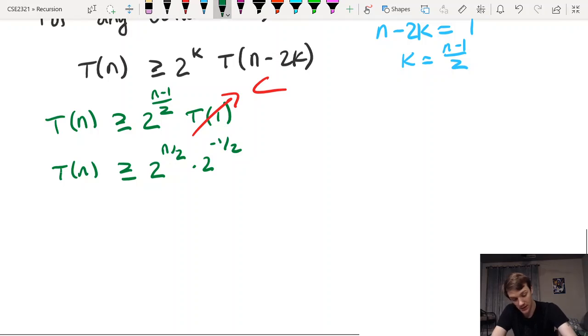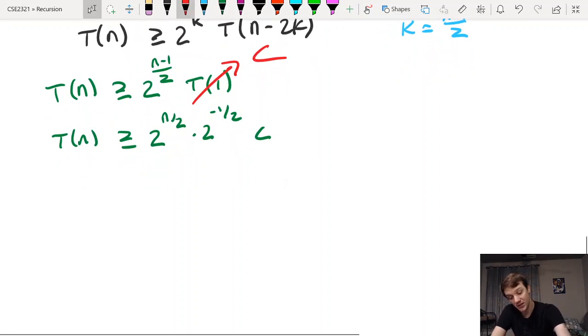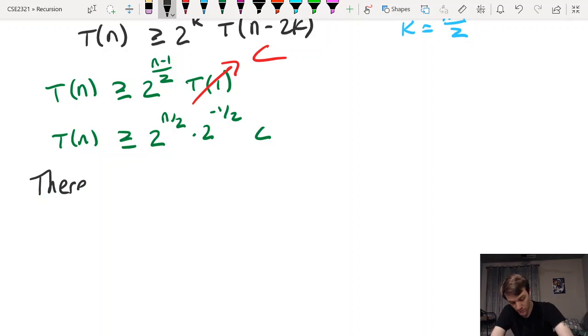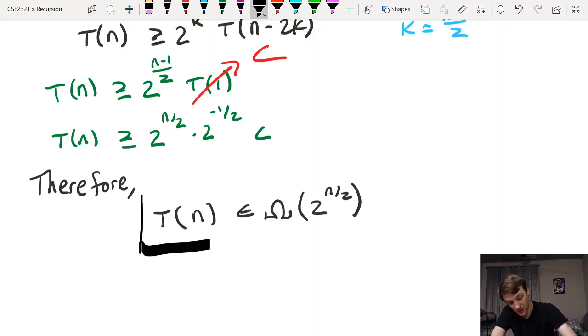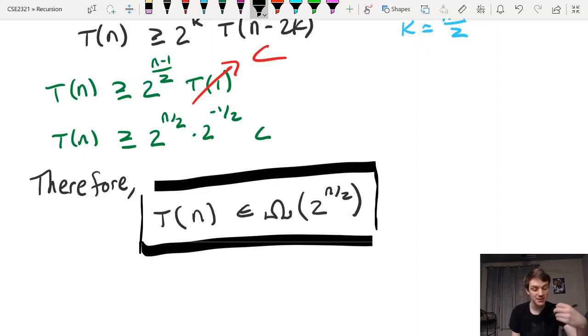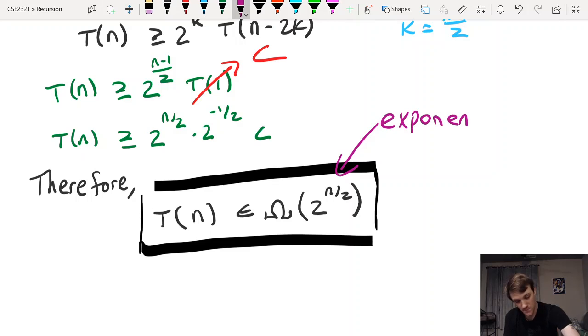Let's clean that up a little bit. So that's some constant, c times 2 to the negative 1/2 times 2 to the n over 2. So, therefore, t of n is in big omega of 2 to the n over 2, which is a sufficient answer for this problem because that is an exponential lower bound. Therefore, we are done with the problem.